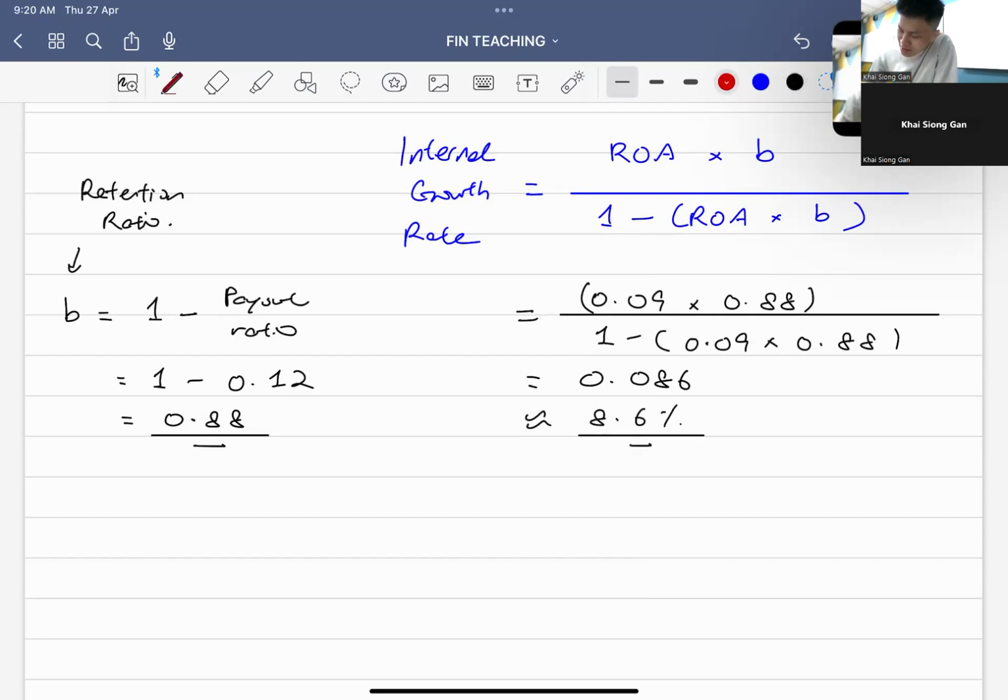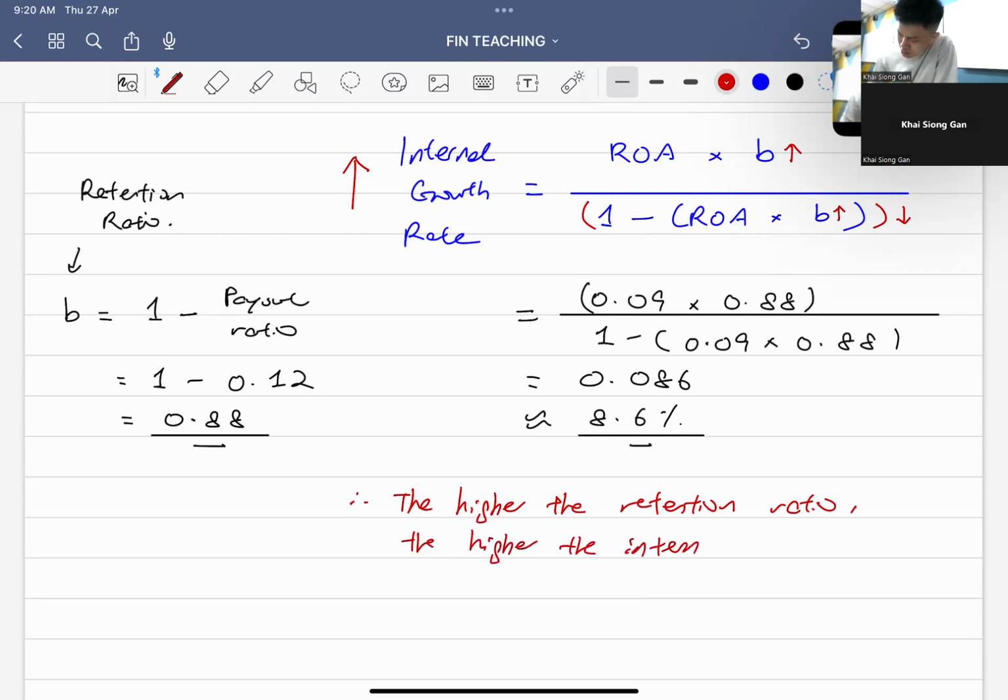One conclusion I want you to remember is that when b gets larger, the whole denominator gets smaller, so the overall value becomes higher. So the conclusion is: the higher the retention ratio, the higher the internal growth rate. Yes, use the calculator. This one is not only for FV and PV. So that's the answer for this question, and that's the whole extra questions.